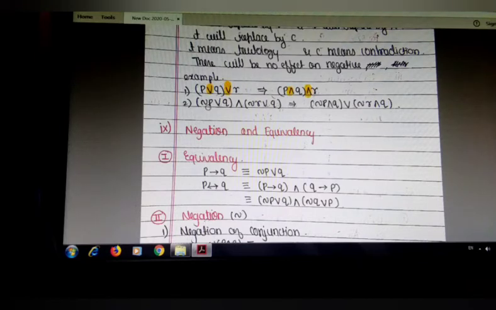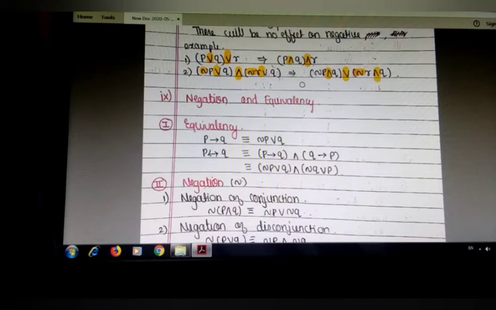Next example we are going to study is negation of P or Q and negation of R or Q. So the negation sign cannot be changed, it will remain as it is. Only there is change of the AND and OR signs. Here OR will change to AND, and AND will change to OR. The negation sign does not change, it will remain as it is.